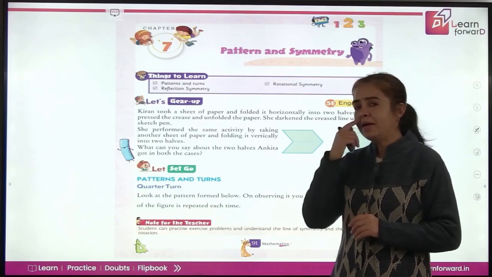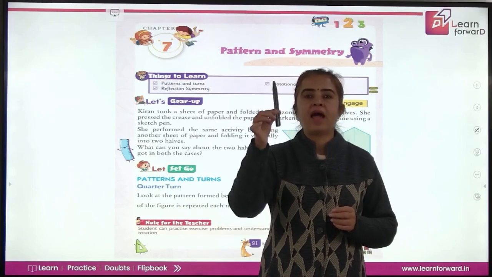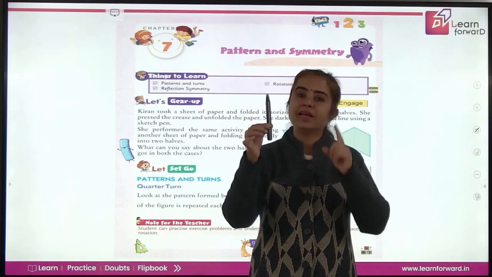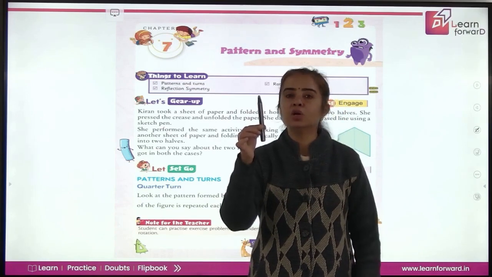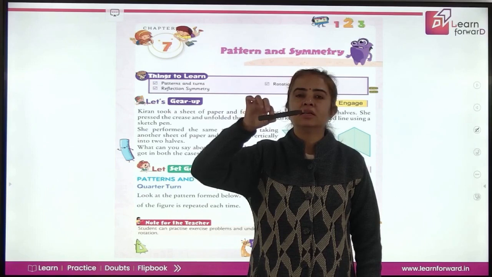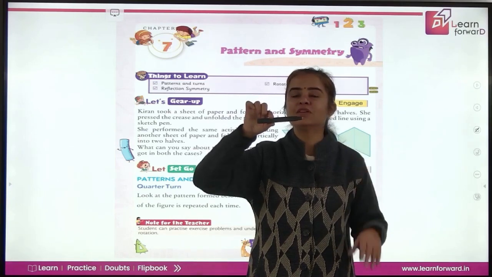What do you mean by turn? Suppose this is an object, right? And look at the tip of this object. Where is it facing? It is facing upwards in the north direction. Now, if I turn it like this, now where is it facing? It is facing towards east.